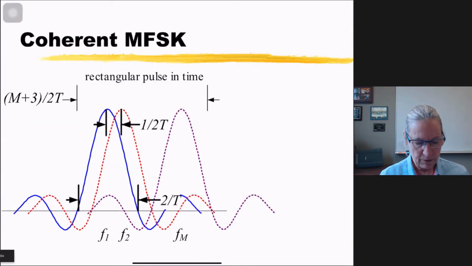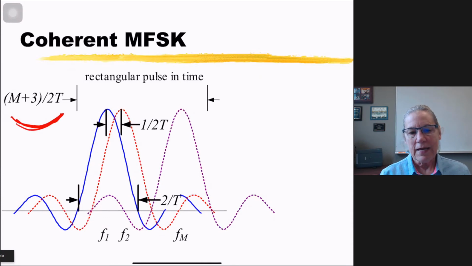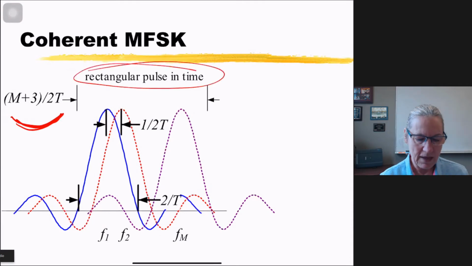And if we look at the coherent case, because they're tighter packed, when we do the same exercise, we're going to get the total occupied bandwidth to be (M+3) divided by 2T. Now, in this assumption, we had a rectangular pulse in time. And this is the right answer. This is how much they're packed, what they occupy. And of course, since the sinc function goes on forever, I had to say, well, I'm going to define the bandwidth as being the main lobe.